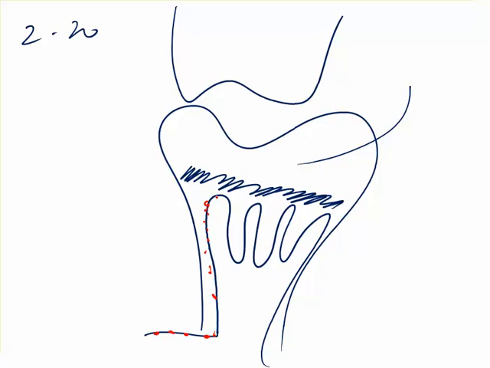Where do they settle? The metaphysis, in the U-shaped areas of the blood vessel, right? And the neutrophils come, they form the pus, the infection is established. This is osteomyelitis. Okay, now do you think it will enter the epiphysis?